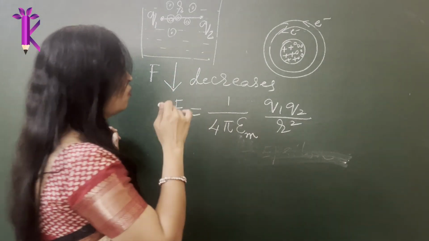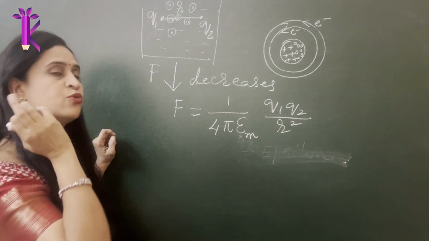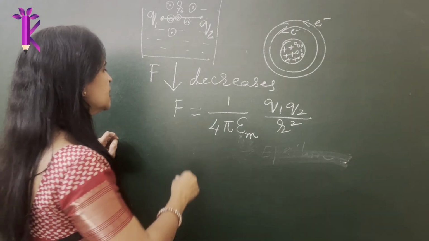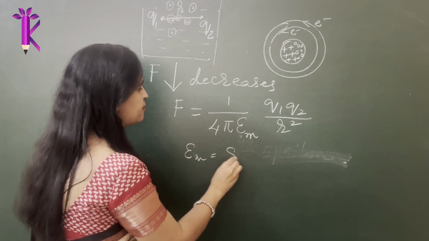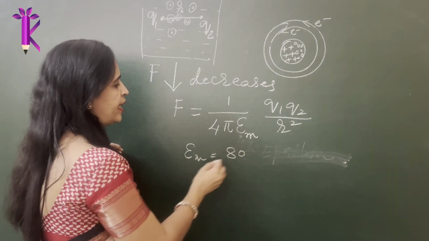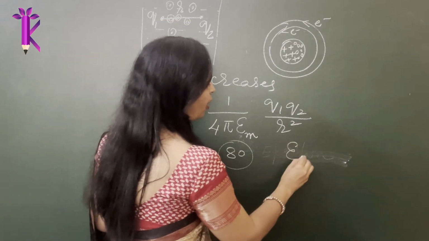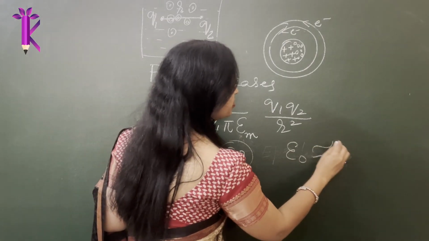Okay, so 1 by 4 pi epsilon m, Q1 Q2 by r square. Right, so now imagine if I knew the value of epsilon m, if it was 80, okay, now epsilon naught for all practical purposes is approximately 1.